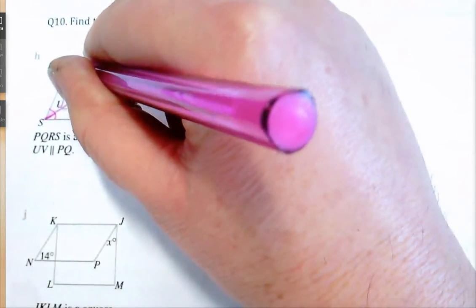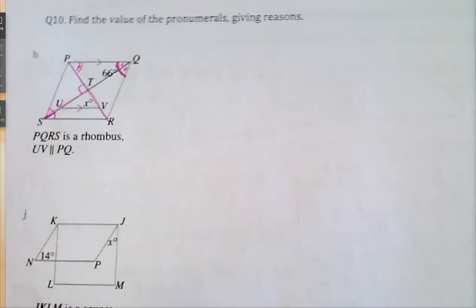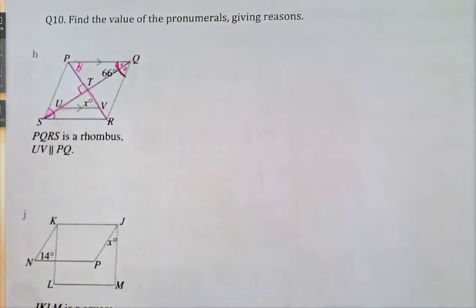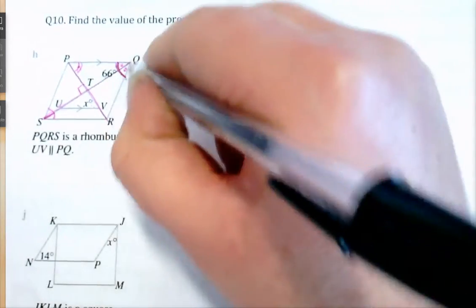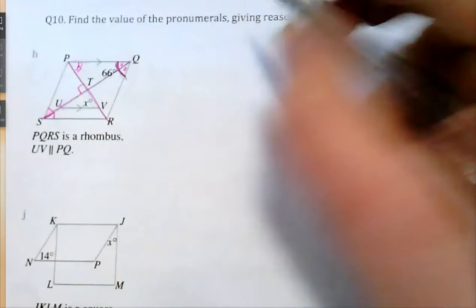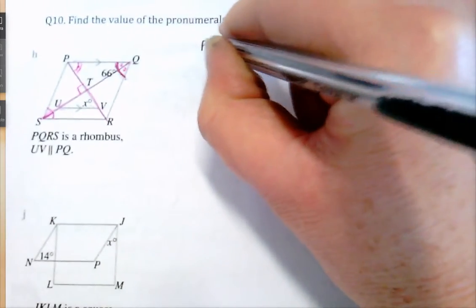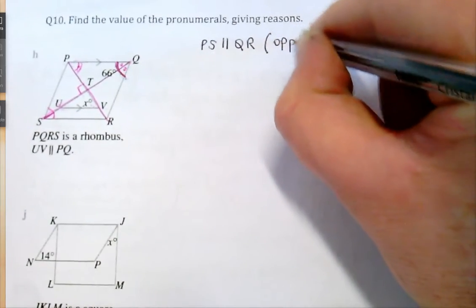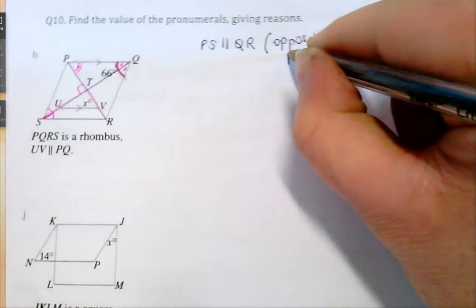So if we can work out this angle here, this one, it'll be the same as what x is, because they are alternate angles on parallel lines. So why don't we try and work out what this angle is? Okay, now we know that this whole thing is 66, and we know that opposite sides of a parallelogram, of a rhombus, are parallel. So I'm going to say, well, PS is parallel to QR because they are opposite sides of a rhombus.